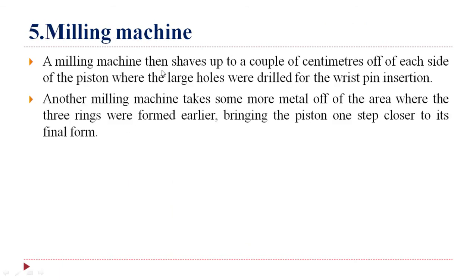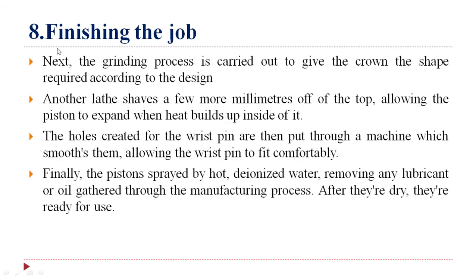A milling machine then shaves up to a couple of centimeters off each side of the piston, where large holes were drilled for the gudgeon pin insertion. Another milling machine takes some more metal off of the area where three rings were formed earlier, bringing the piston one step closer to its final form. At this stage, the extra material available on the piston surface is removed to reduce the weight of the piston, then finishing the job. Next, the grinding process is carried out to give the crown shape required according to the design.